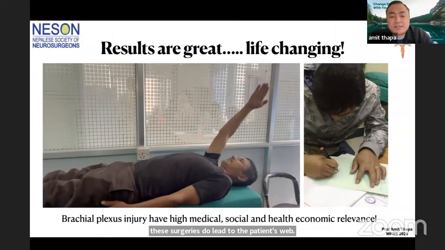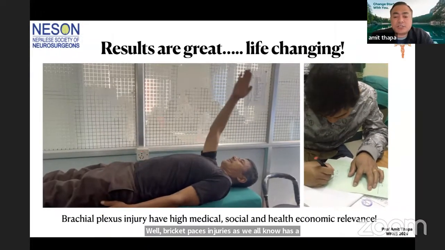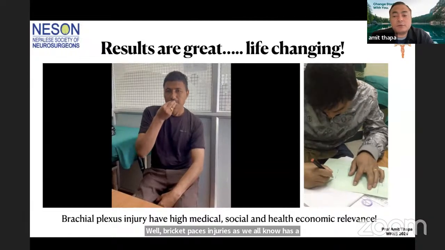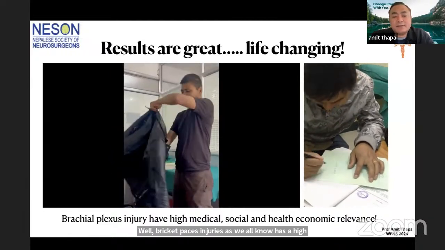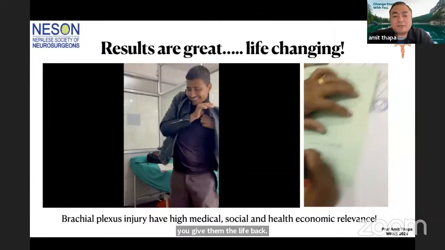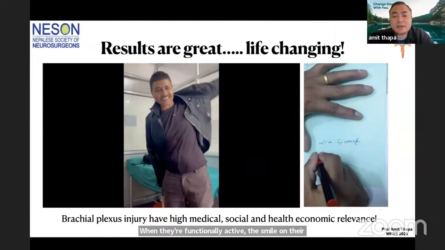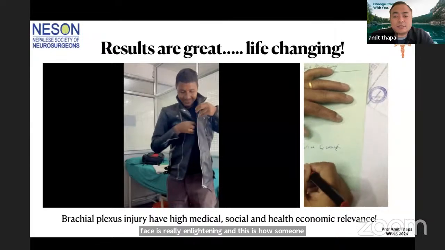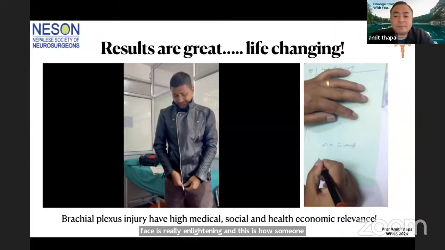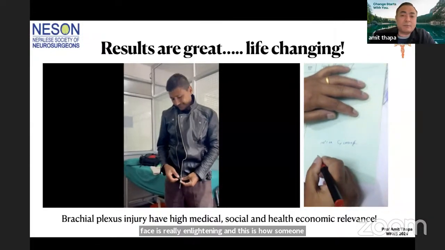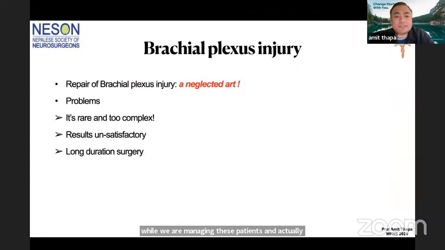Brachial plexus injuries, as we all know, have a high medical, social, and health economic relevance. Once you give them their life back, when they are functionally reactivated, the smile on their face is really enlightening. This is how someone feels when he has lost his right hand and is now able to write his name on paper with his own pen. It gives them an immense sense of satisfaction. All the effort and challenges we take up while managing these patients give a lot of satisfaction at the end of the day when we have good results.